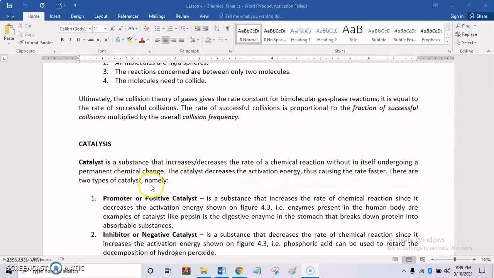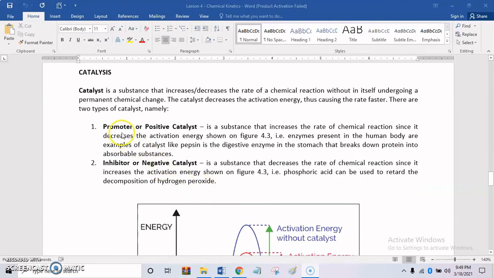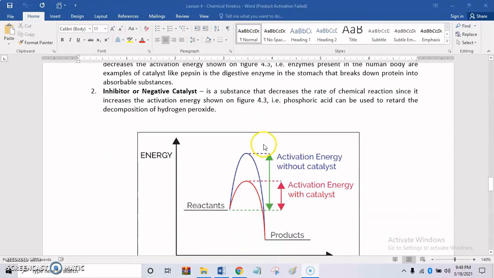There are two types of catalysts, namely the promoter and the inhibitor. A promoter, or positive catalyst, is a substance that increases the rate of chemical reaction since it decreases the activation energy, as shown in figure 4.3. Without a catalyst, this is the reactant, and when they undergo a chemical reaction, it forms the product.